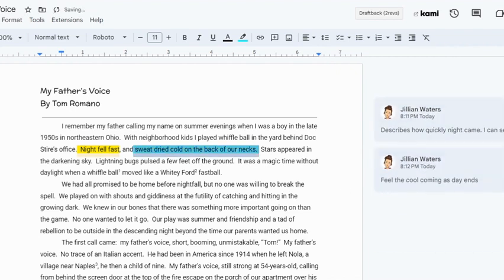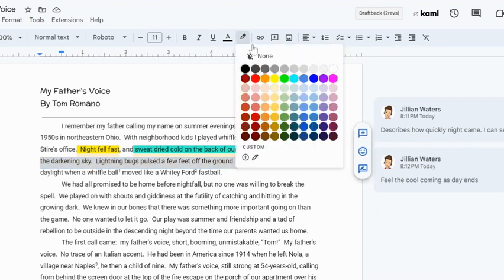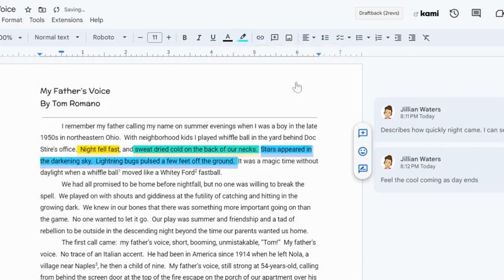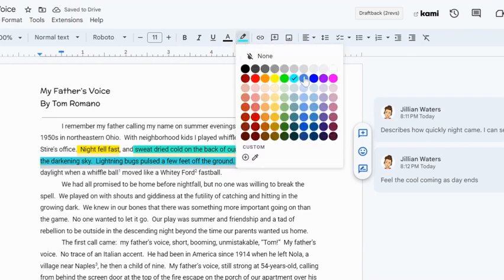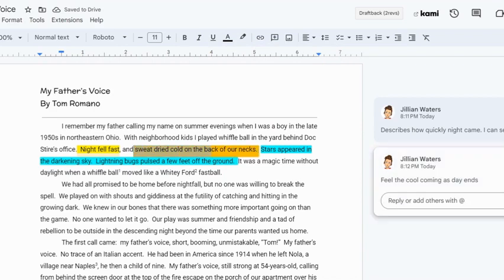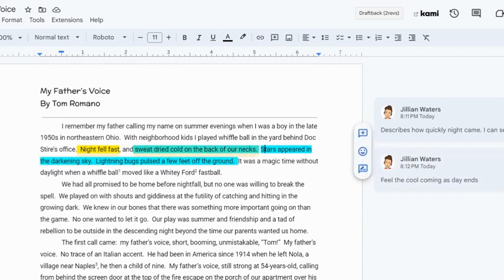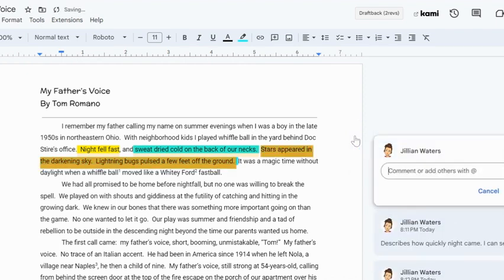I can also say stars appeared in the darkening sky, lightning bugs pulsed a few feet off the ground. These really great descriptive details are also things that I can see as we go. So I'm going to use the same color because it's a real visual effect. I'm just going to change that to match. So here we go. Again, I can see the contrast of the light and the dark.